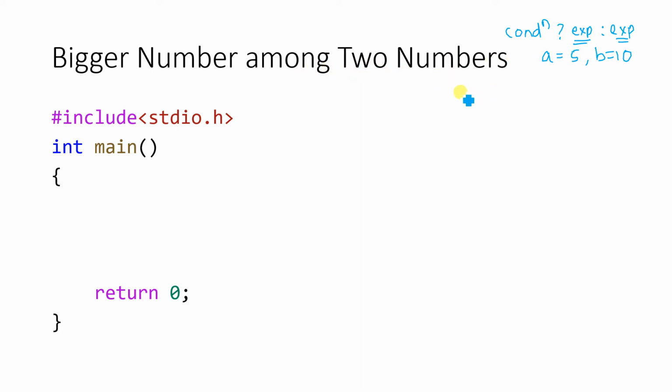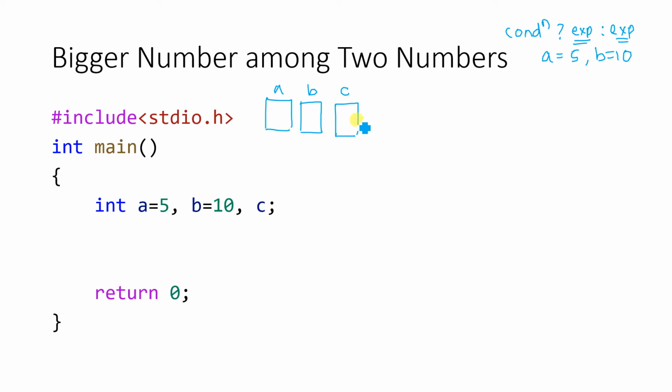So the first line of our program will be int a is equal to 5, b is equal to 10, c. Okay, so what does it mean? So we are taking three different variables, that is, one is called a, second one is called b, and third one is called c.